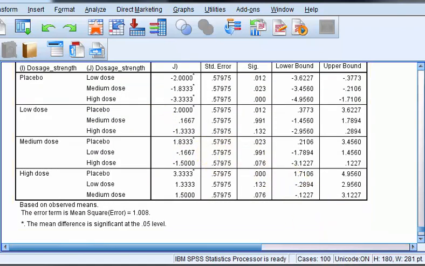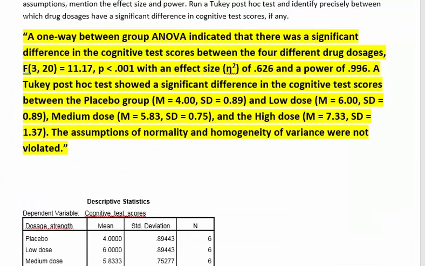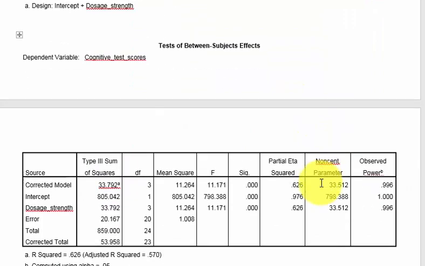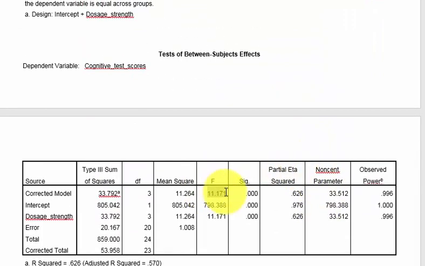Hold on. A one-way between group ANOVA indicated that there was a significant difference in the cognitive test scores between the 4 different drug levels. F, 3 degrees of freedom between group, 20 degrees of freedom within group, or the error group, equals 11.17. That's huge. Let's just double check that. There it is right there.